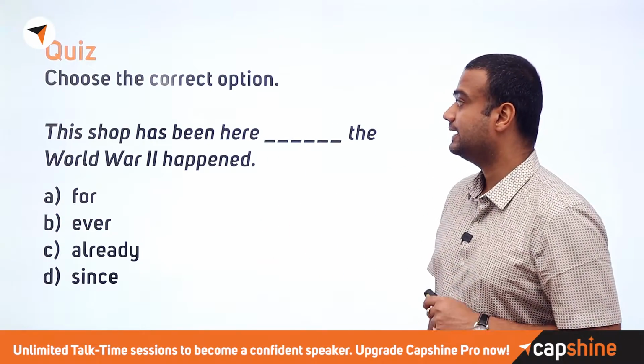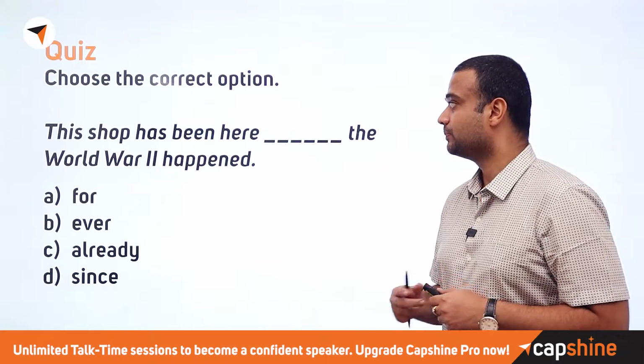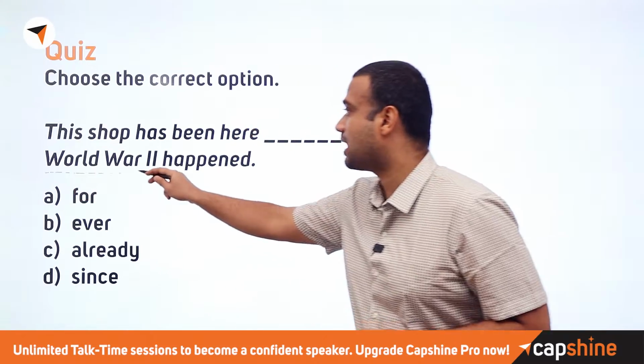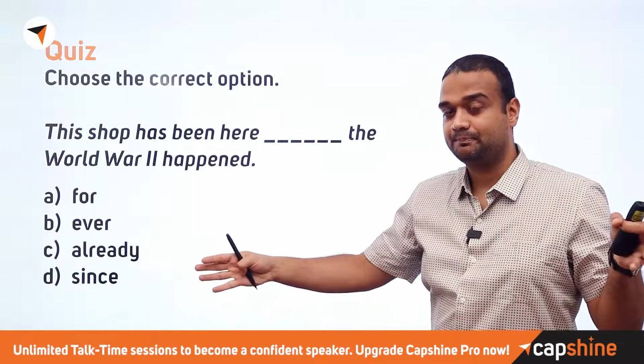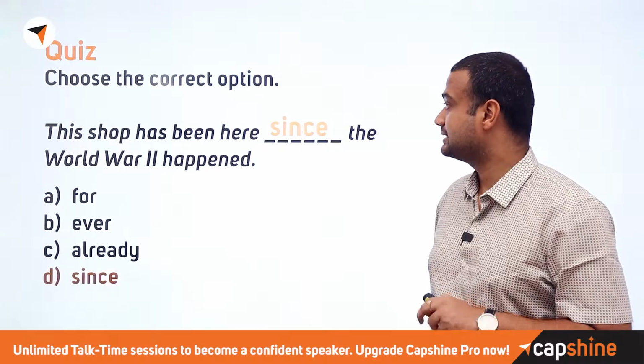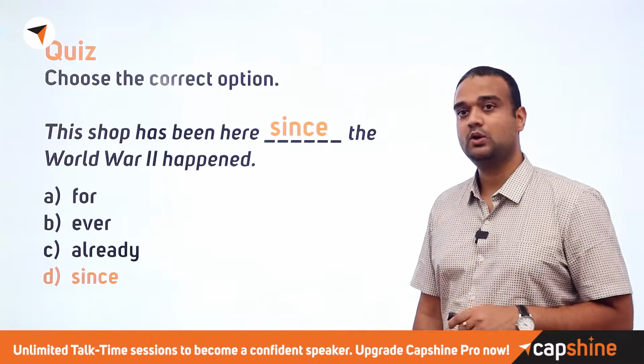Right? The next one: this shop has been here blank the World War II happened. So it's talking about a specific time in the past and saying that something has happened since that time. For this, we use since, of course. This shop has been here since the World War II happened.